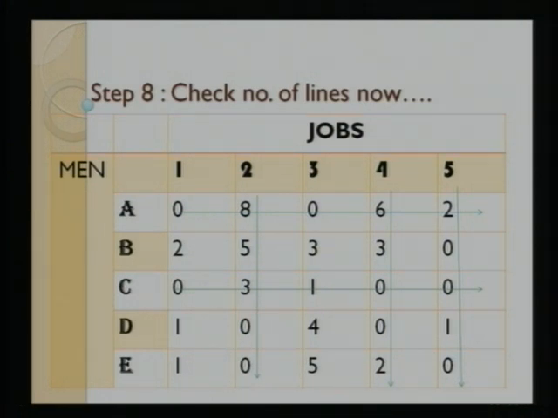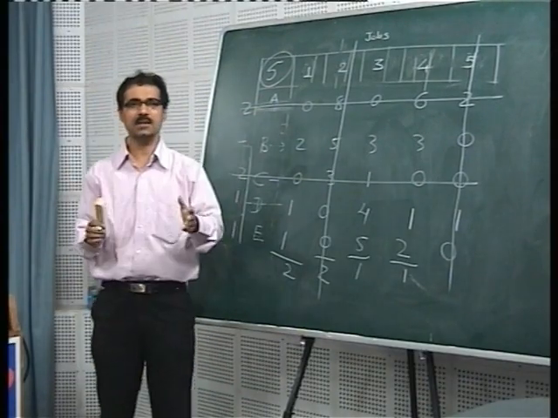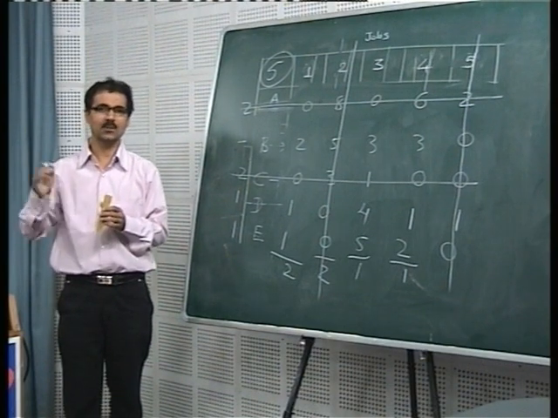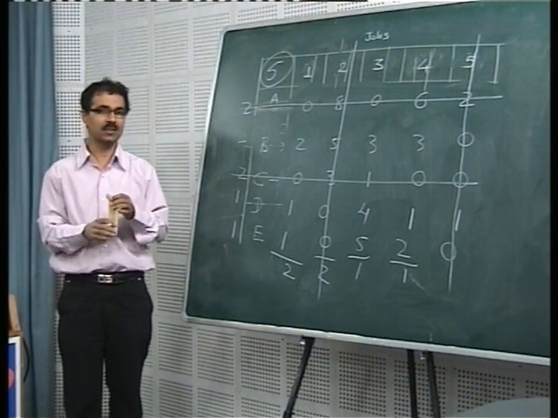Okay, so again we can see that we have how many lines? Four. One horizontal, second horizontal. So 2 horizontal lines and 2 vertical lines. Again the same thing. We have number of lines 4, but order of the assignment problem is 5. So this problem is really bothering us.